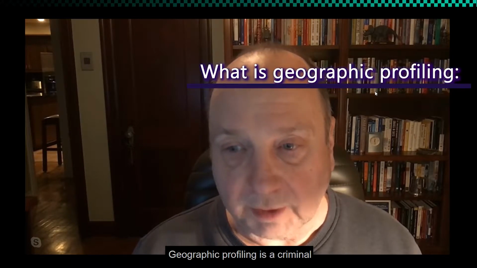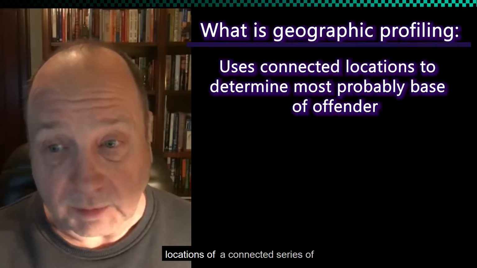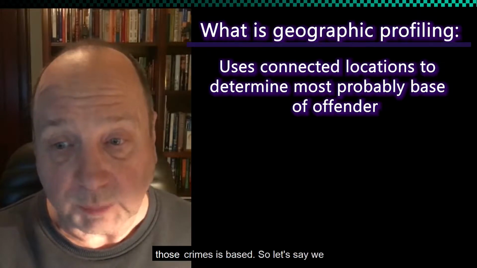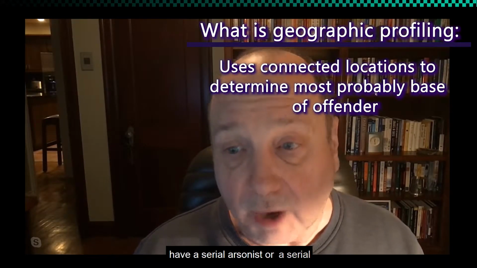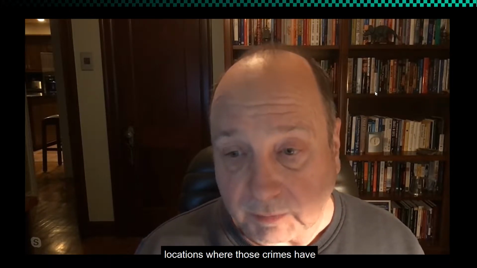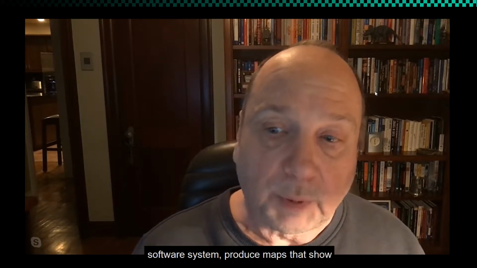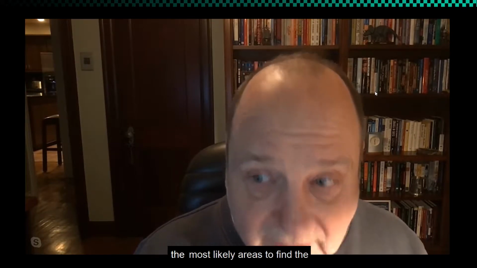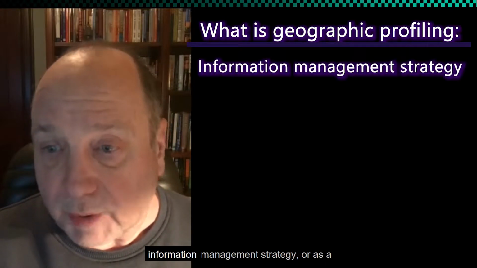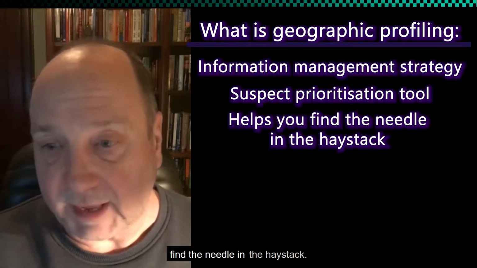Geographic profiling is a criminal investigative methodology that uses the locations of a connected series of crimes to determine the most probable area where the offender responsible for those crimes is based. So let's say we have a serial arsonist or a serial robber or rapist. We analyze the locations where those crimes have occurred, and then using a specialized software system, produce maps that show the most likely areas to find the offender. So you can think of it as an information management strategy or as a suspect prioritization tool. It helps you find the needle in the haystack.